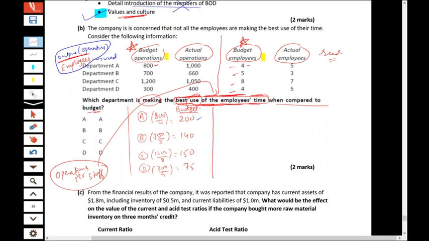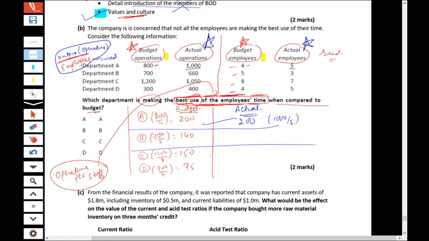That was the budget. And what was the actual? These are the operations per staff, operations per employee. I need to compare with the actual, and right now I am using the actual. Now see, this is actual. In actual, 1000 divided by 5, that was 200. Yes, it's the same, not good.